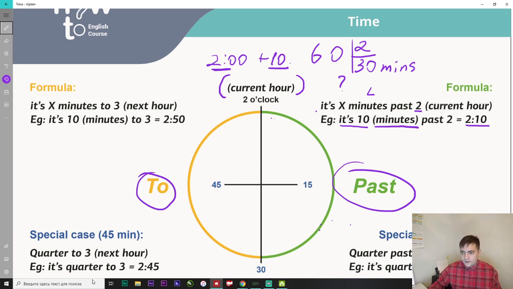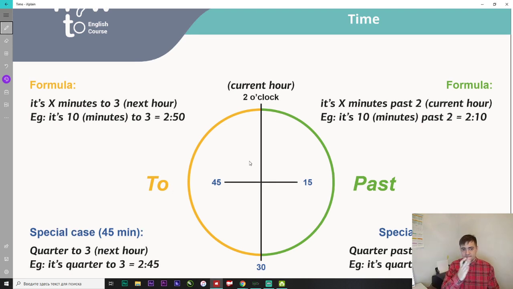So let's move on to our left formula right here. Well, let's read the formula. It's x minutes to 3. 3 is the next hour. Okay, right. So the current hour is 2, the next hour is 3, right? Example, it's 10 minutes to 3.